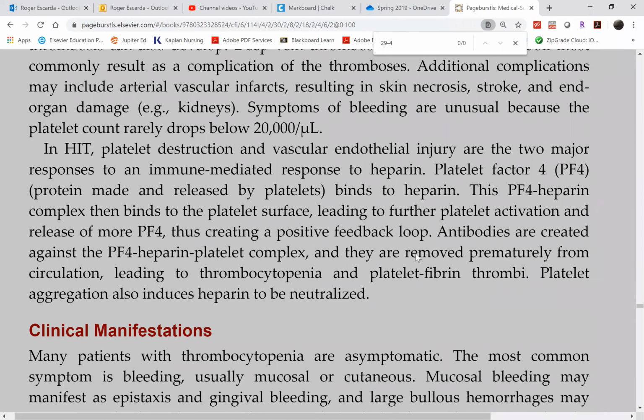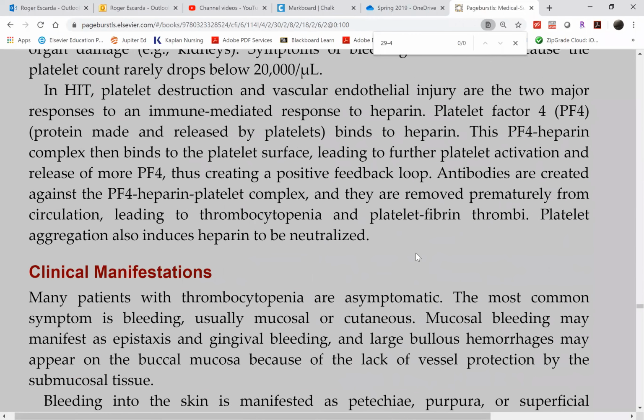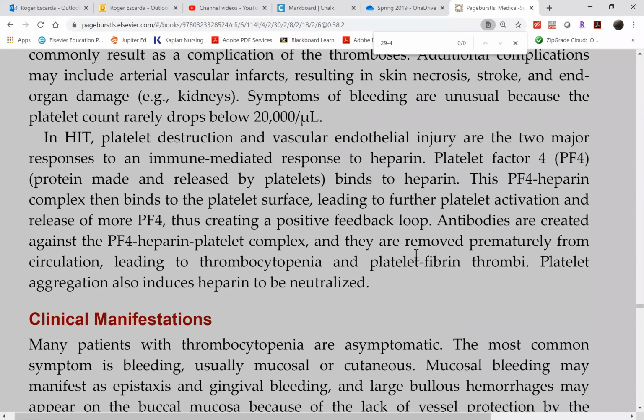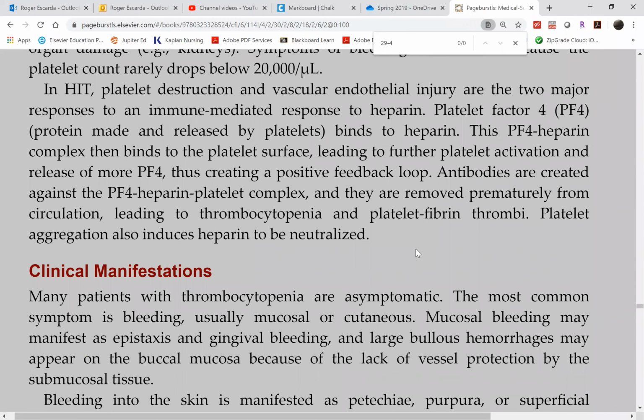Meaning the patient still needs anticoagulation, right? That's why we gave heparin in the first place. But you can't continue giving heparin. So now you have to use another one, argatroban.